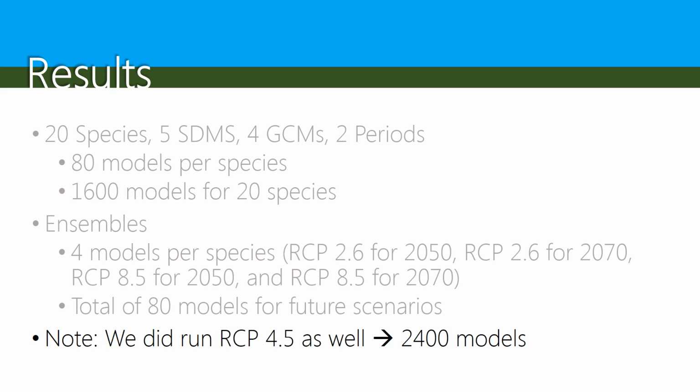We want to take note that we also ran the RCP 4.5, and we did have results for the RCP 4.5, and that would give us a total of about 2400 models all in all. However, as I've said in the beginning of the presentation, we didn't present or submit the results for the RCP 4.5, as we only presented results for RCP 2.6 and RCP 8.5.